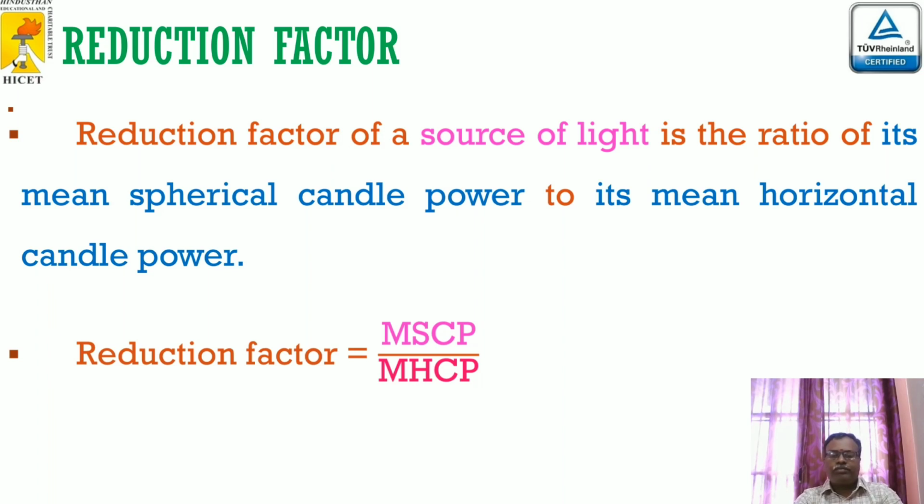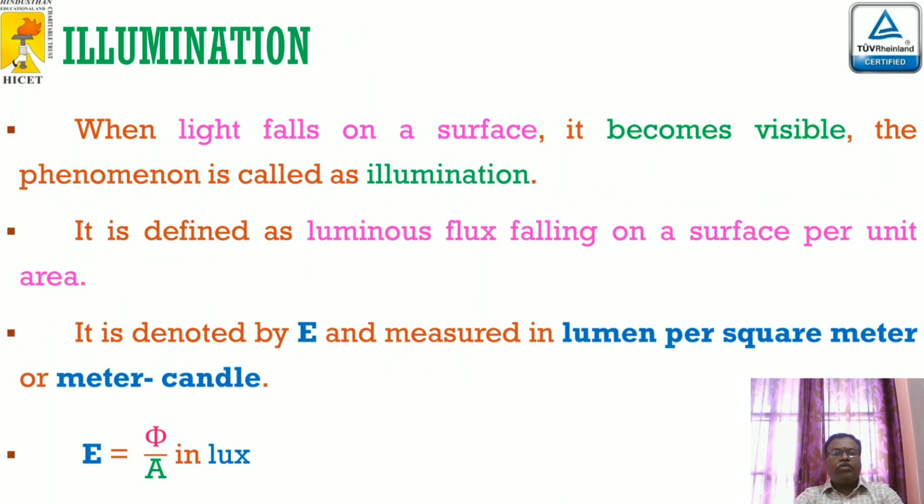And what about illumination? It's a very, very important definition in this unit. When light falls on a surface, it becomes visible. The phenomenon of light falling on a surface is called illumination. It is defined as the luminous flux falling on a surface per unit area. It is denoted by capital letter E, and it is measured in lumens per square meter or meter candle. So E is equal to flux per area, in lux. The unit is the lux.